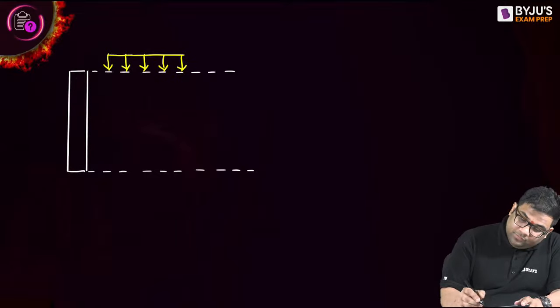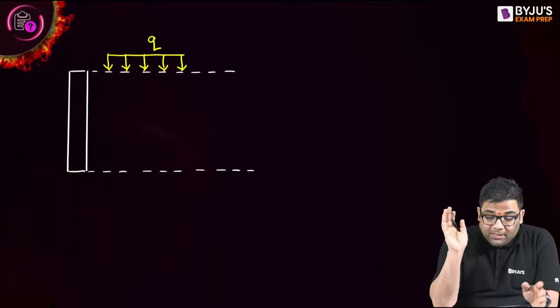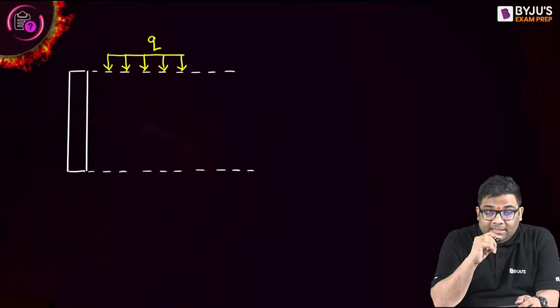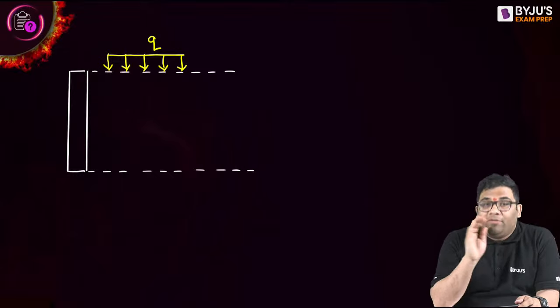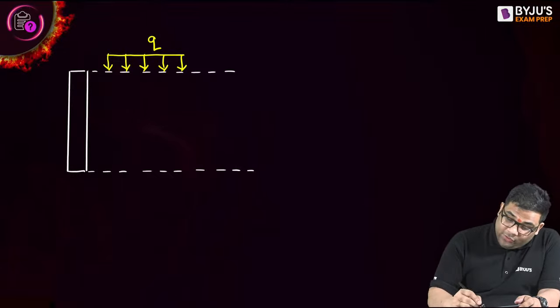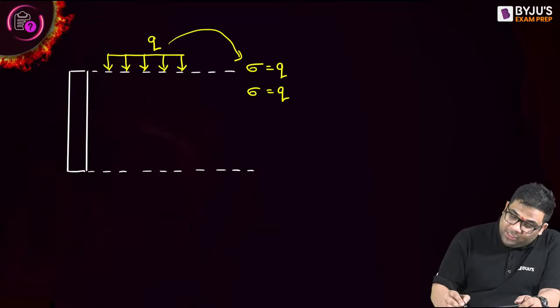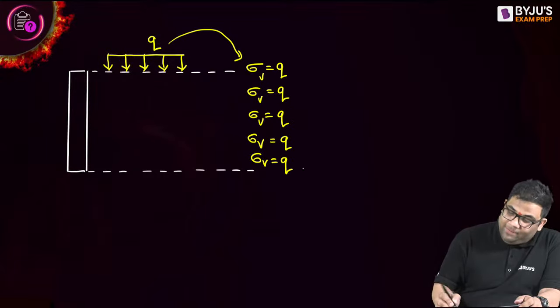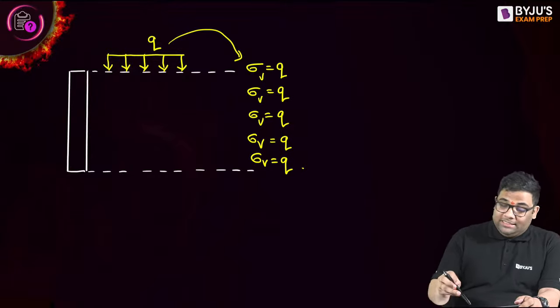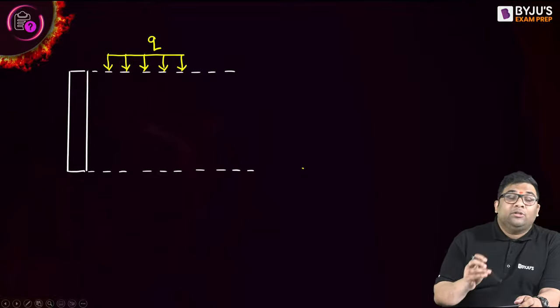Q can be anything, it can be 10, 15, 20, anything. Now, if there is a surcharge, due to that the vertical stress at any level will be equal to the surcharge. Means the stress here will be Q, here also Q, everywhere it will be Q. This is the stress increment due to the surcharge. So this is the vertical stress.